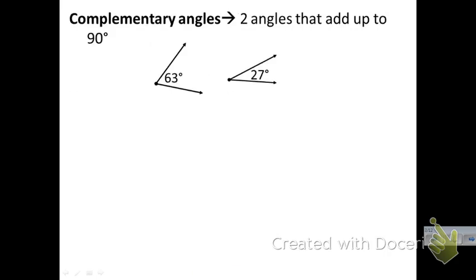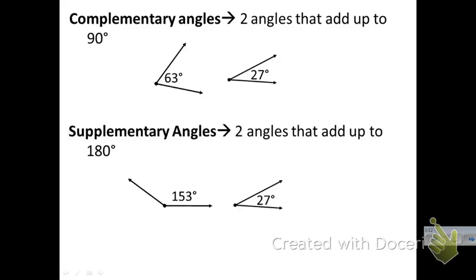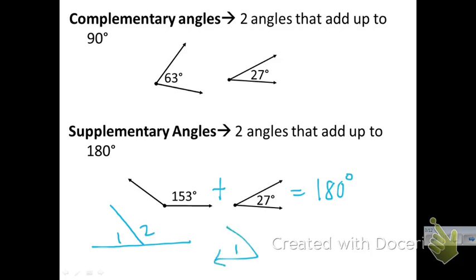Complementary angles are two angles that add up to be 90 degrees. So if we were to add these two angles, they would add to be 90 degrees, and that's what complementary means. Supplementary are two angles that add to be 180, so if we were to add these, we would get 180 degrees. Now, we did talk in class about the difference between supplementary angles and a linear pair. A linear pair has to be adjacent, so they have to be next to each other, whereas supplementary angles can just be angles anywhere, as long as those two angles add to be 180 degrees.